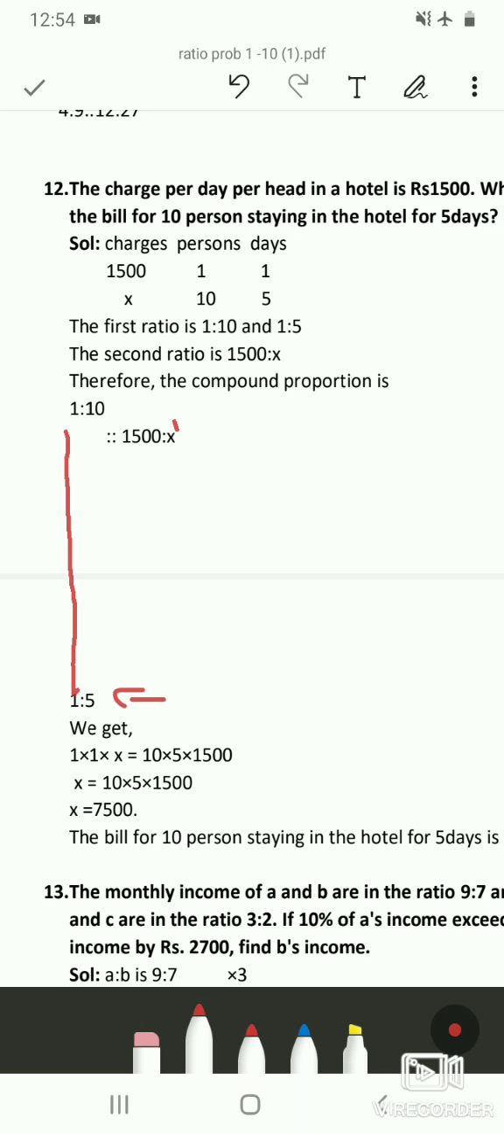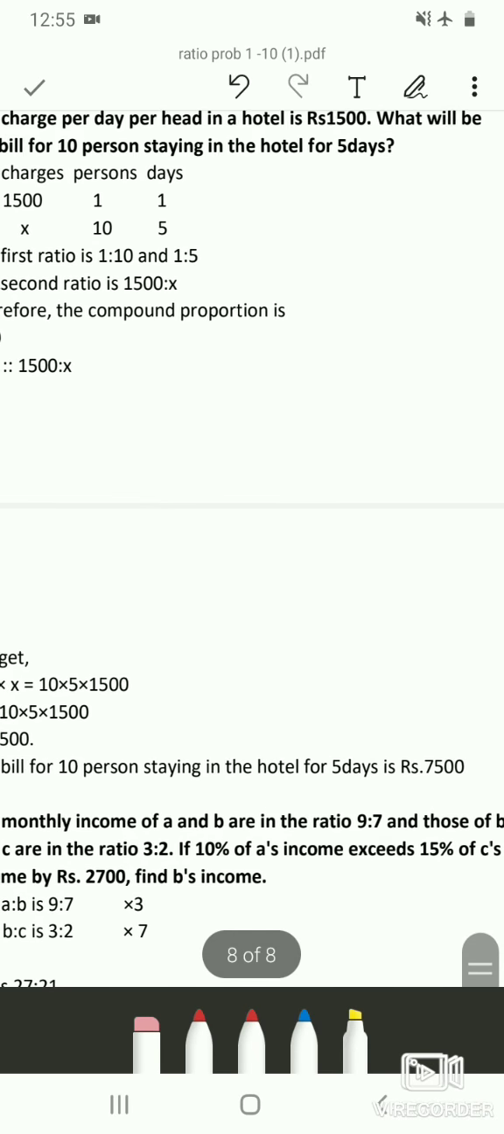So, you have to multiply the extremes and means. Here extremes are 1 and x, and your means are 10 and 500 into 5. So, when you simplify, you will get 1 into 1 into x is equal to 10 into 5 into 1500. Therefore, x is equal to 10 into 5 into 1500, and the value of x is 7500.